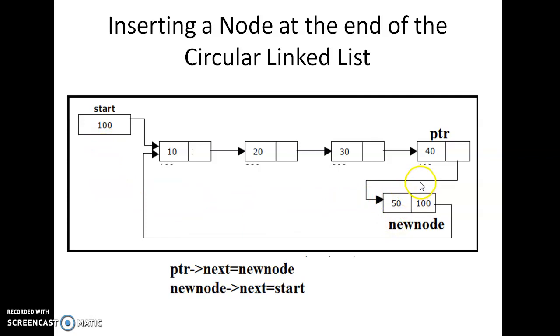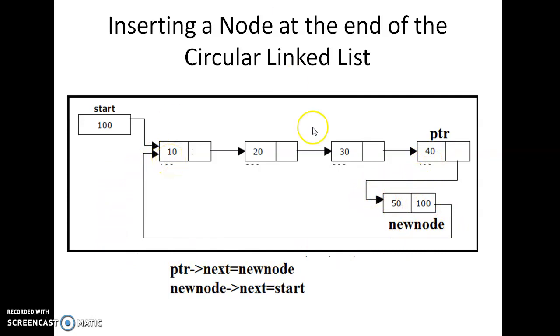See here, what are the operations that we are doing? Pointer of next is pointing to the new node, and the new node of next is pointing to the start. Previously 40 used to point to the 10. Now 40 is pointing to the 50 and 50 is pointing to the 10. See, what are the operations? Pointer of next is pointing to the new node and the new node of next is pointing to the start.